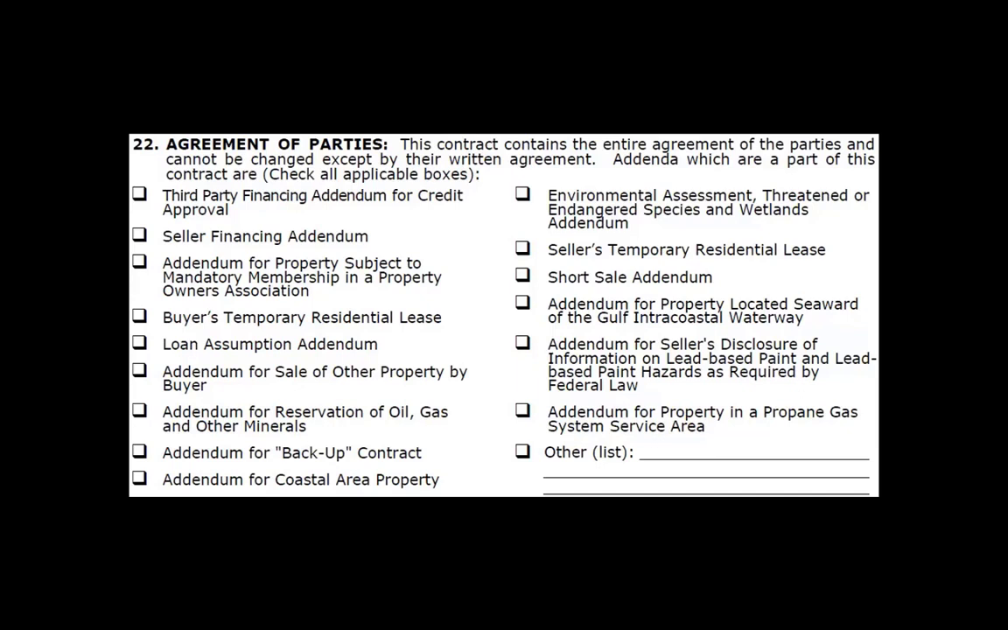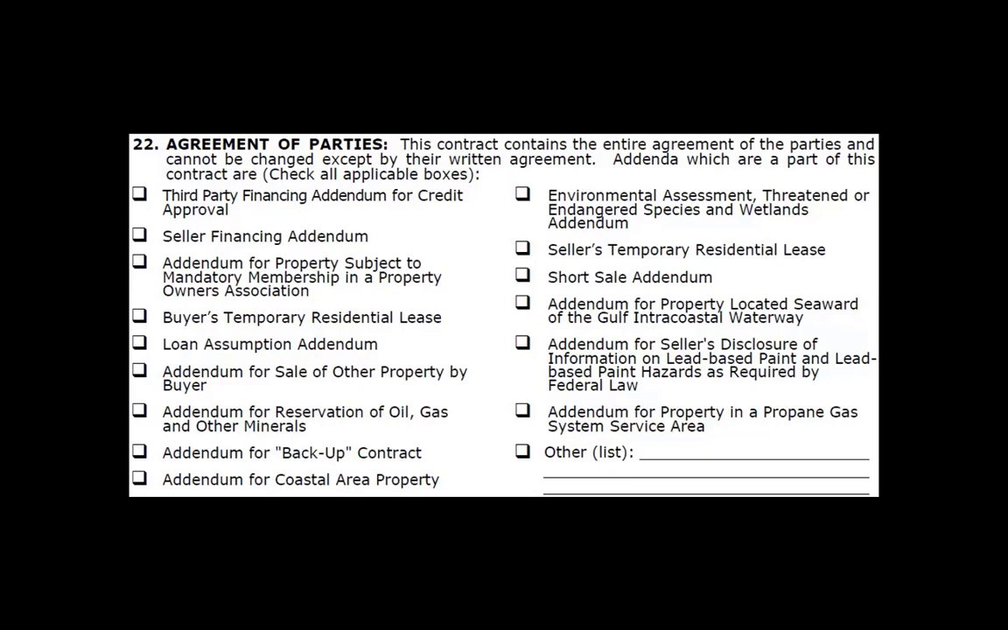So here you're just checking off the boxes of all the other addendums that are going to accompany this contract. If you had an addendum that wasn't listed here, such as sale of personal property or whatever, then you would check off the other box and list it in that blank. One thing that you would not put in here is the information about brokerage services form. That's not an addendum. That's just a disclosure. It's not a part of any kind of agreement.